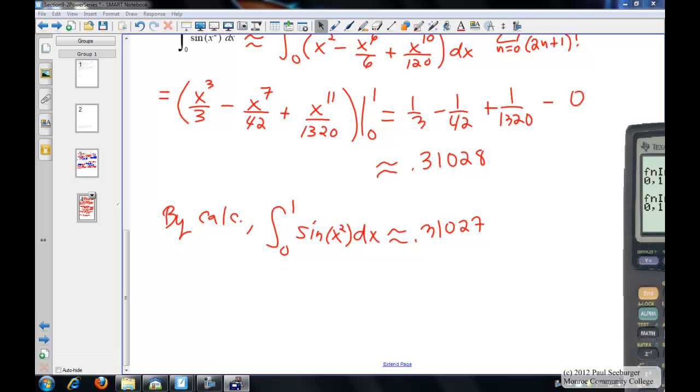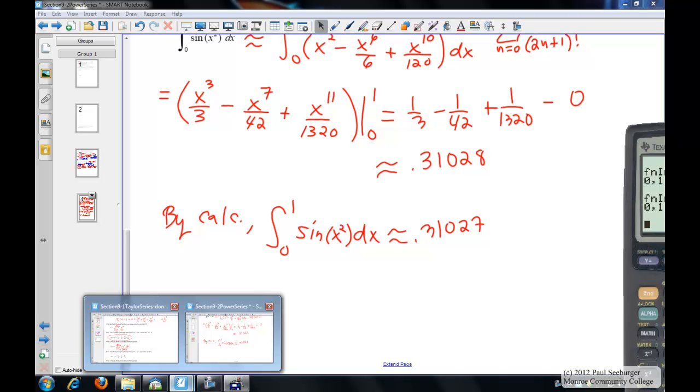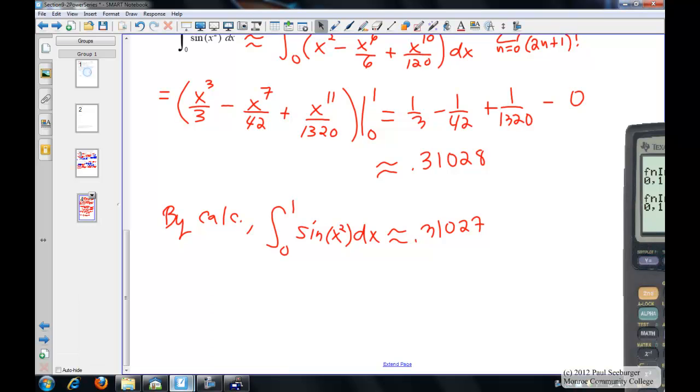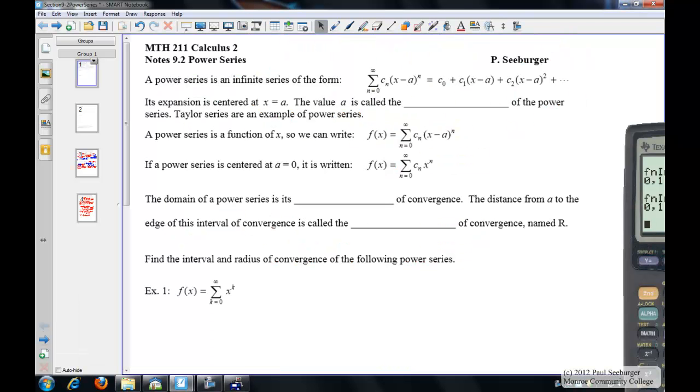The thing we haven't talked about is how to determine the domain of a power series. The domain of a power series is called its interval of convergence. And you can see some of this written up here. I think it's actually at the beginning of this one right here. So the value of A is called the center of the power series.